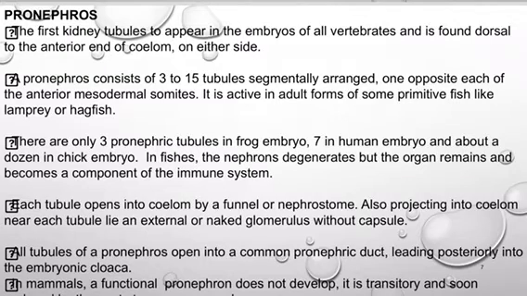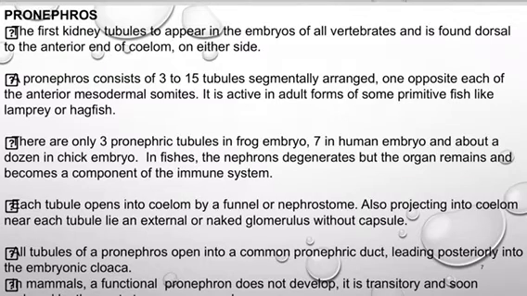There are only 3 pronephric tubules in the embryo of the frog. You have 7 pronephric tubules in human embryo, and you have about a dozen in chick embryo. That's for the birds now. In fishes, the nephrons degenerate, but the organs remain, and become a component of the immune system. Each tubule opens into the coelom by the funnel or nephrostome. So you also have the nephrostome here as part of the pronephros.